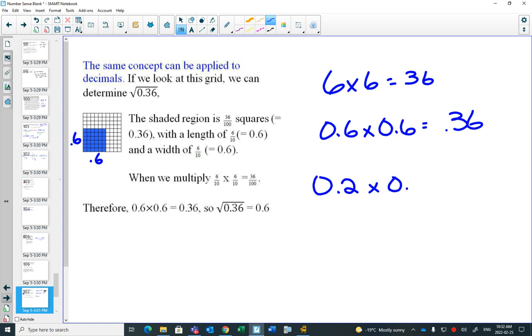0.2 times 0.2. Well, you know that 2 times 2 is 4, but we have 1 decimal place here and 1 decimal place here. We would need 2 decimal places, so it becomes 0.04.